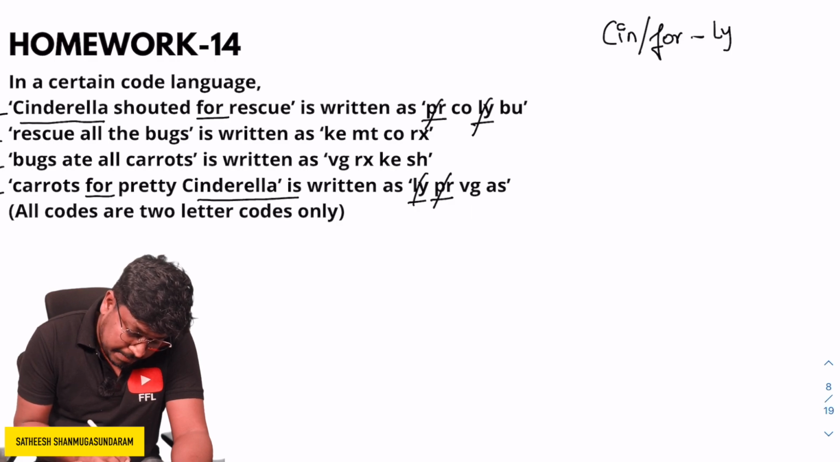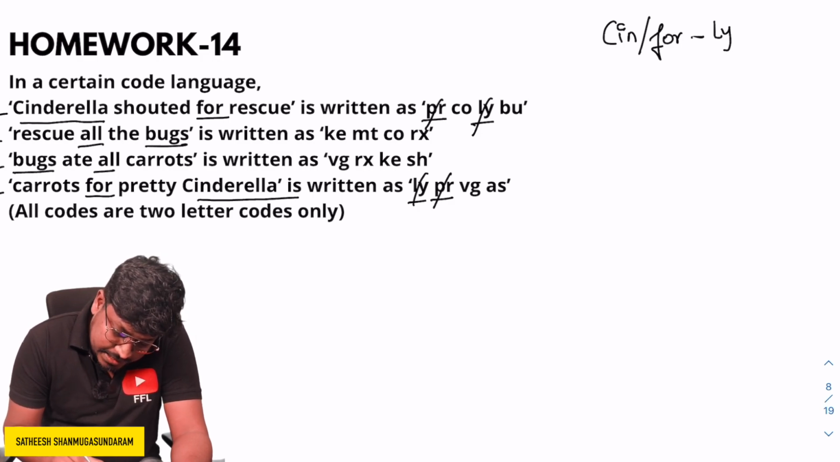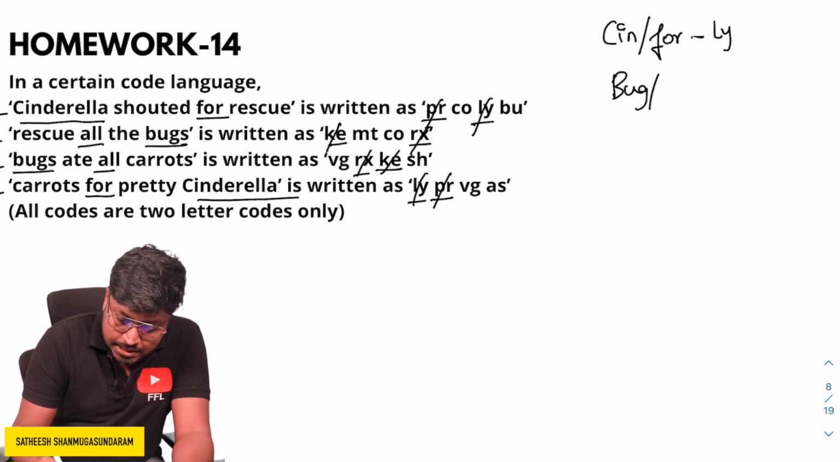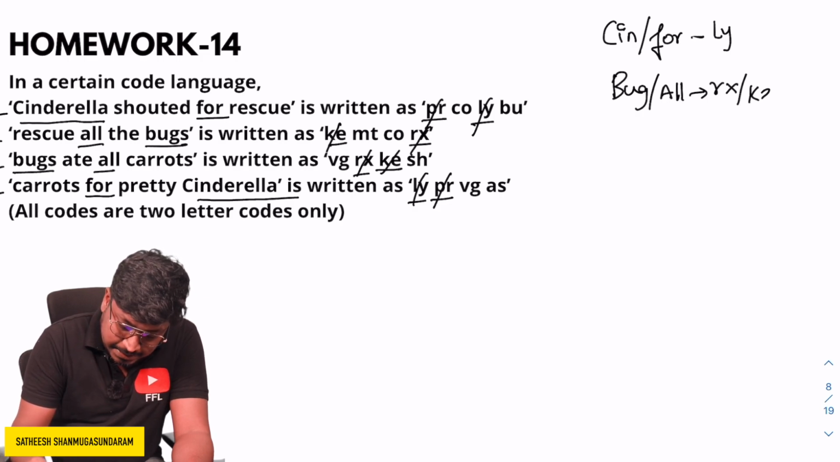So next will be bucks and all, right? So similarly bucks and all, which is common in 2. So VGKE is common, right? RX is common, so which means bucks and all, right? That will be RX or KE.